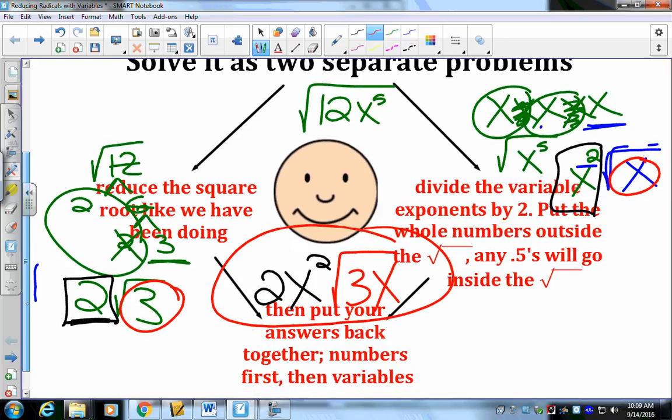Before we move on, let's take a look at method number 2, because this method of listing out our x's or y's or whatever can become a pain when I have huge exponents, which we'll see shortly. So we're going to take a look at another way to do it.